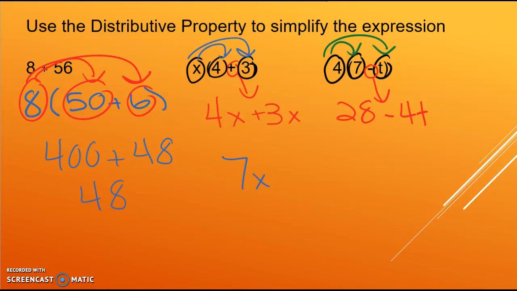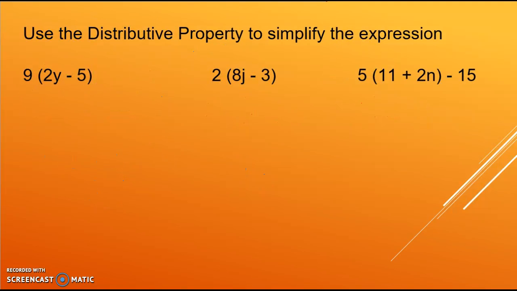Let's move on to the next slide. We're doing a little bit more with the distributive property. So I'm going to circle my terms first. Here, 9, 2y, and 5. Then I'm going to draw my arrows to the 2y and to the 5.